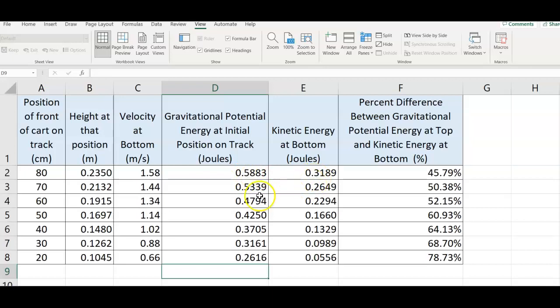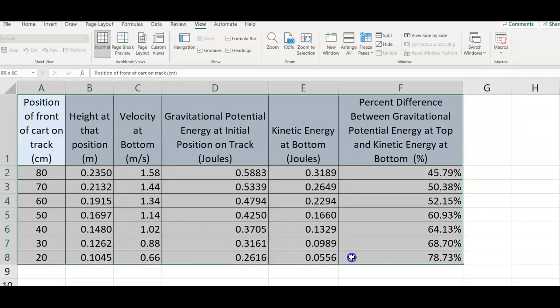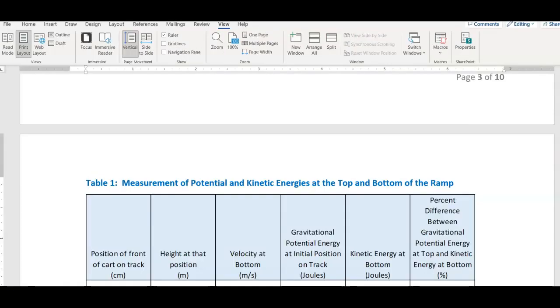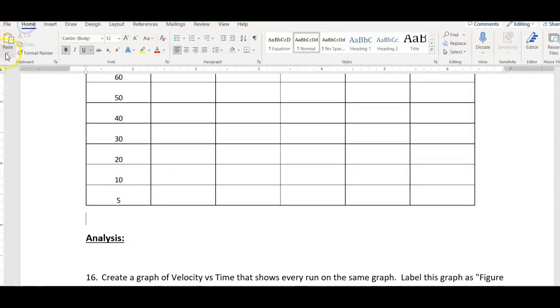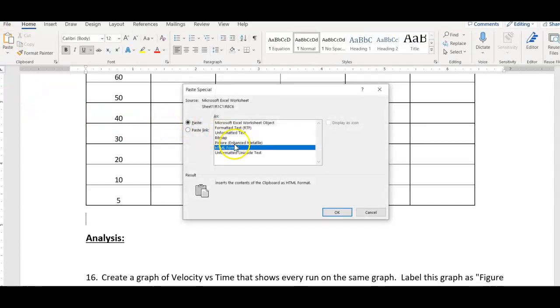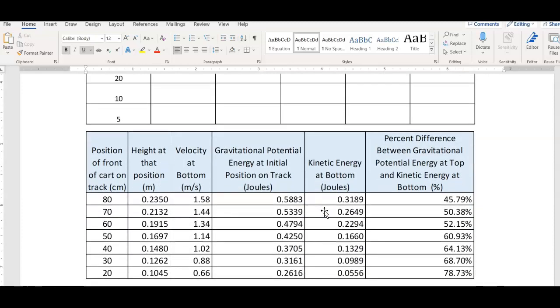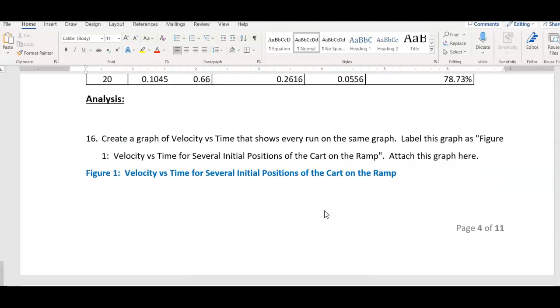Okay, so I think this table is done for most people, and so I'm going to just copy this table, and I'm going to put that into my report at Table 1. You could delete the table that's there. I think I may just paste it in there for the sake of time. Okay, so now we've got the data in the report.